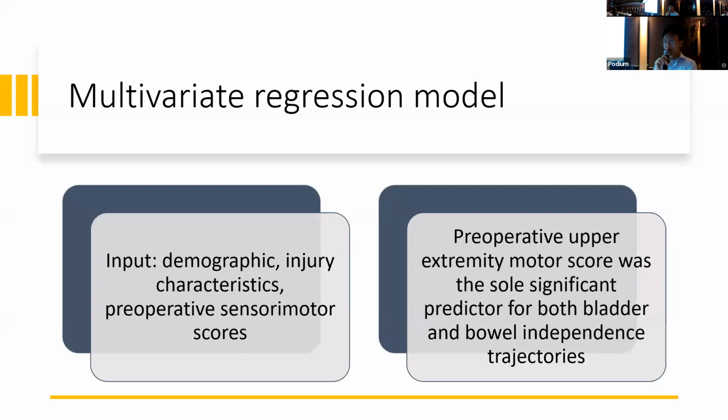We then did a regression model with the outcome being the binary trajectory model, and we put in the covariates of demographic variables such as patient comorbidity, their sex, their age, injury characteristics like the level of injury, the mechanism of injury, as well as their preoperative ASIA component scores. And upon doing this, we found that the preoperative upper extremity motor score was the sole significant predictor for both bladder and bowel independence trajectories.